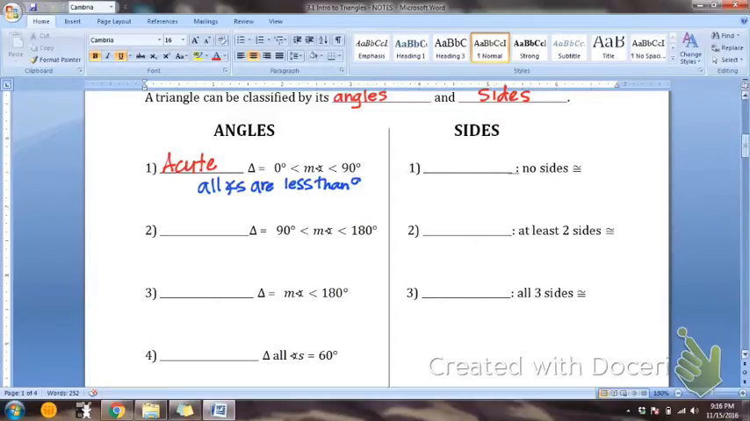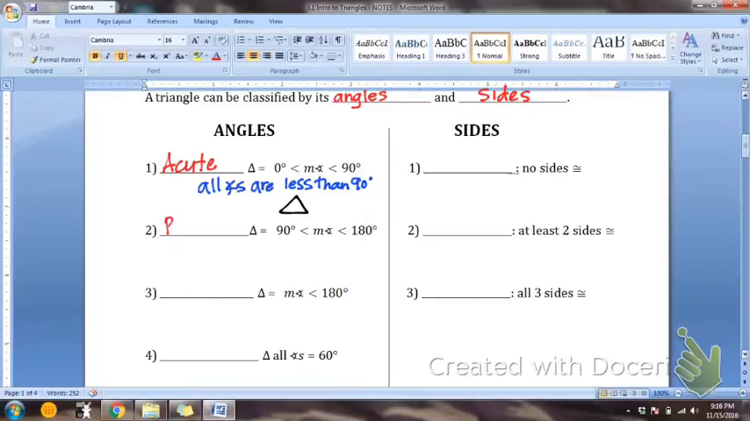So this is an example of what this triangle might look like. It might look like this, where it's a little bit smaller, but all the angles are smaller than 90 degrees no matter which way you turn. So that's an acute triangle where all angles are less than 90 degrees.